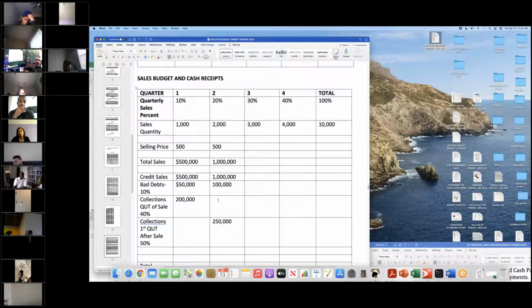How much of the 1 million are you going to collect? 400,000. Then when are you going to get the other 500,000? In quarter 3. Okay. So do you see how it's sliding? Everybody see how it's sliding as you work on your sales journal in terms of how much cash you're getting? Okay?